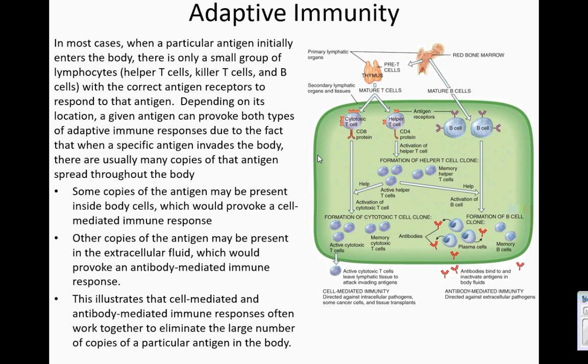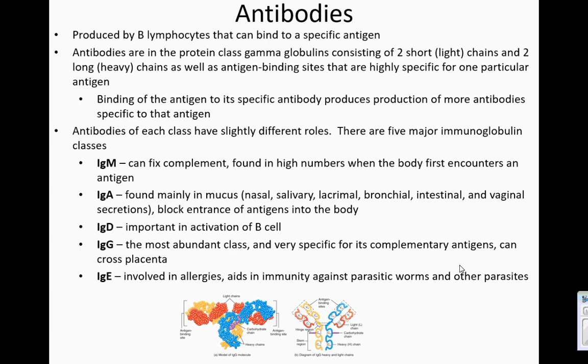We already mentioned that. Other copies of the antigen may be present in our extracellular fluid, which would provoke the antibody-mediated immune response, which involves those B cells, either memory B cells or the plasma cells. The plasma cells, once again, form the antibodies, which we'll talk about what antibodies do here in just a second. This illustrates that cell-mediated and antibody-mediated immune responses often work together to eliminate the large number of copies of a particular antigen in the body.